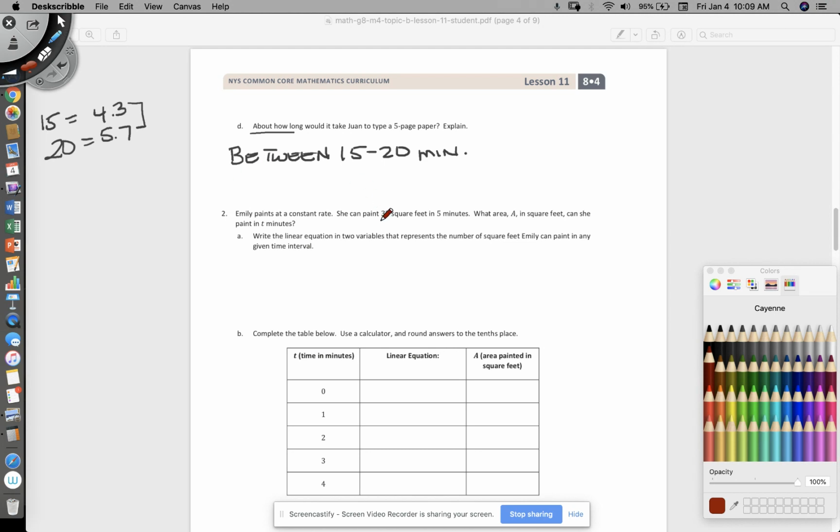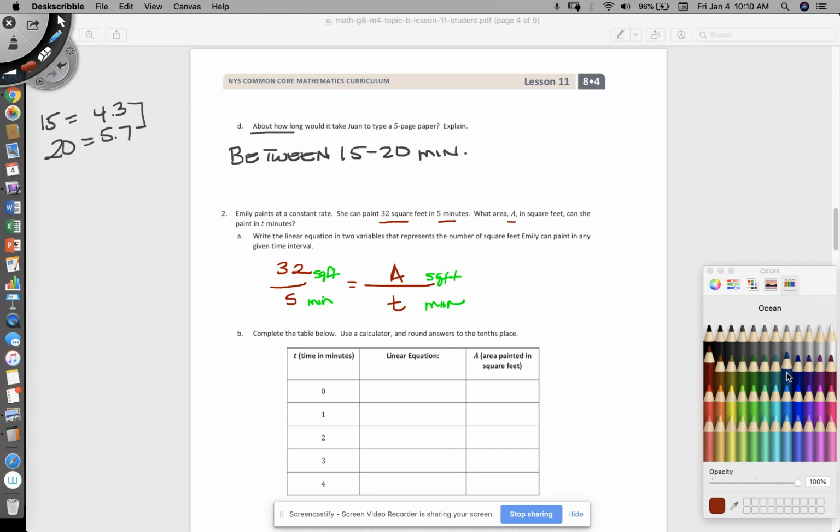We do know that she can do 32 in 5. So 32 in 5, and then I'm going to switch out my colors here. This is your square feet, and this is your minutes. So again, you want to keep that consistent. I want my square feet on top here, and my minutes on bottom here. Now it did say what is the area, or A, for square feet she can do in T minutes. So we're going to use A here because they asked us to. So there's your 2 variables.